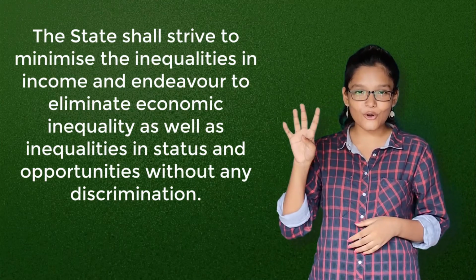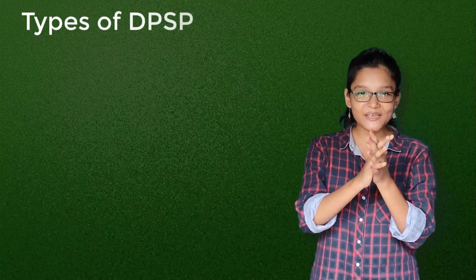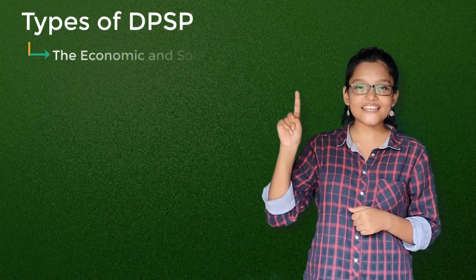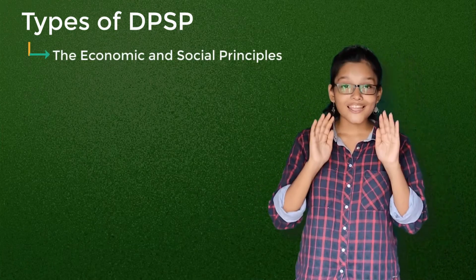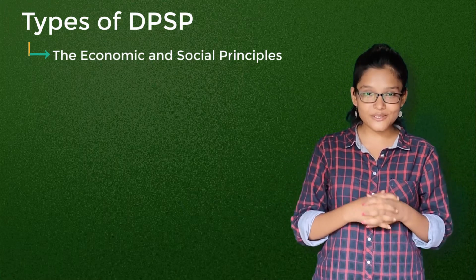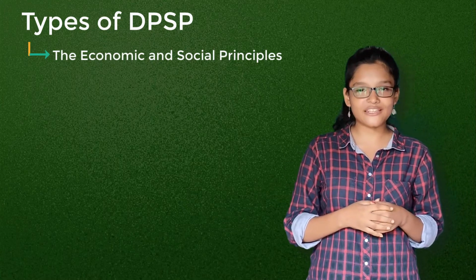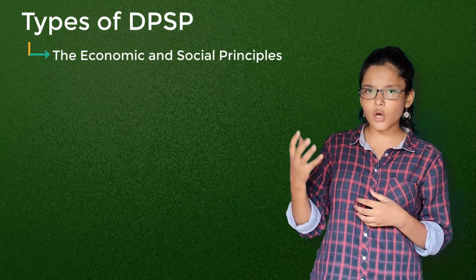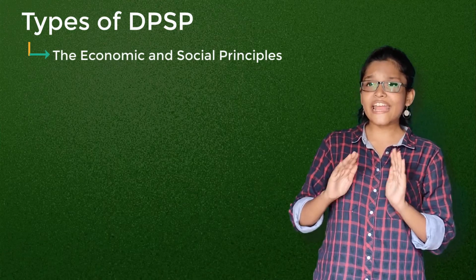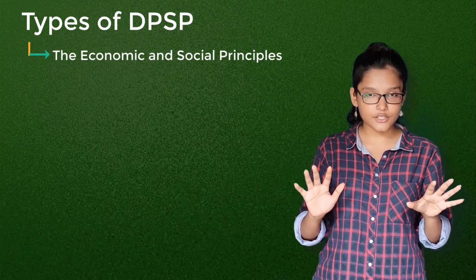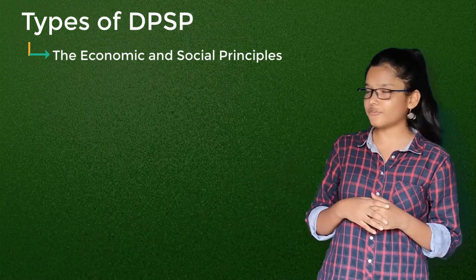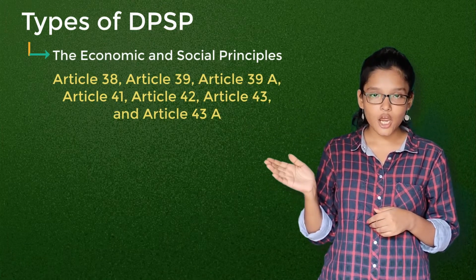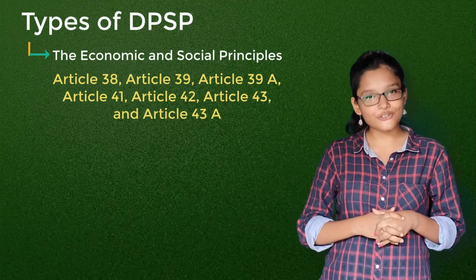Now moving on to the fourth and last topic, that is types of directive principles. So major types of directive principles are, first, economic and social principles. Let me tell you, the majority of directive principles are socialistic and economic in nature. That is, they are dedicated to achieving the social and economic welfare of the people with the aim to establish India as a welfare state. So, let's see the major articles of this category: Article 38, 39, 39A, 42, 43 and 43A.